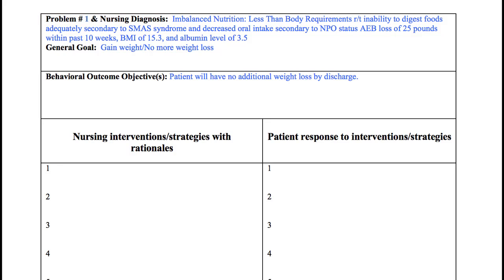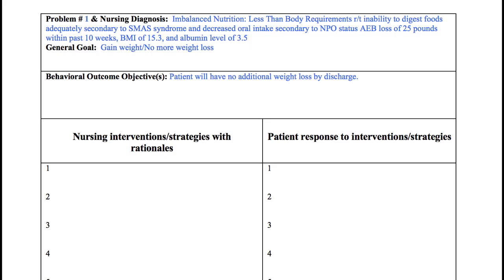The second portion of this top box is the general goal. This does not have to be specific or measurable. Simply write a generalized goal for the patient, ideally the opposite of your nursing diagnosis. Our concern with this example patient is that she has lost a significant amount of weight. Our general goal is that she has no additional weight loss and/or that she gains weight during the hospitalization.